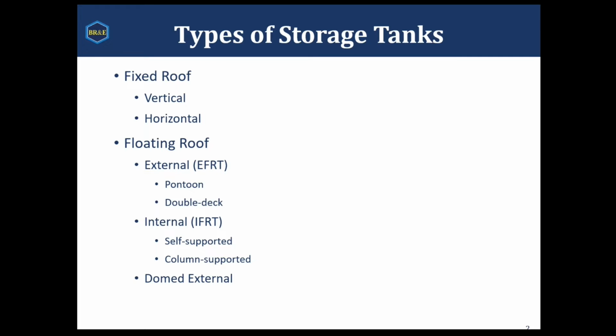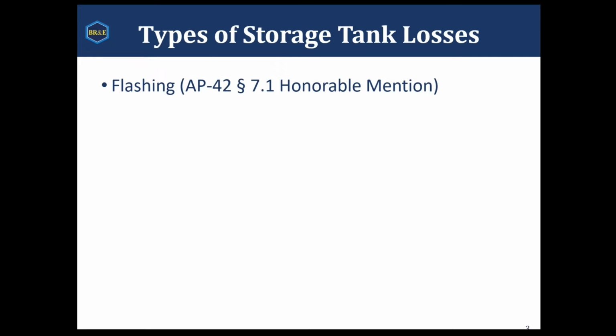Let's take a look at the different types of storage tank losses we're going to be looking at. Again, these come typically from AP42, and we'll talk a little bit more about what each of them is and how we're calculating them. The first type is flashing. Flashing losses are instantaneous vaporization as the pressure drops down to atmospheric into our storage tanks.